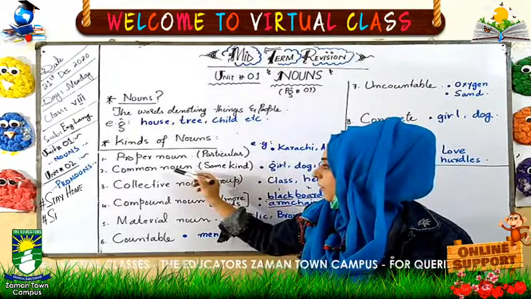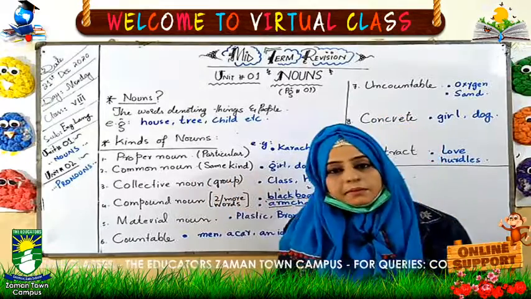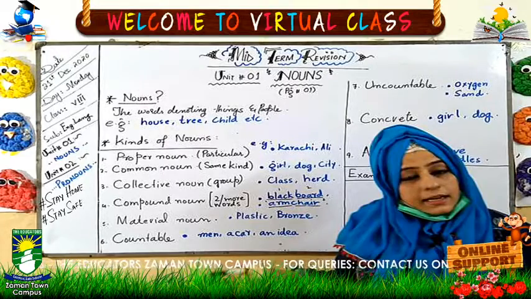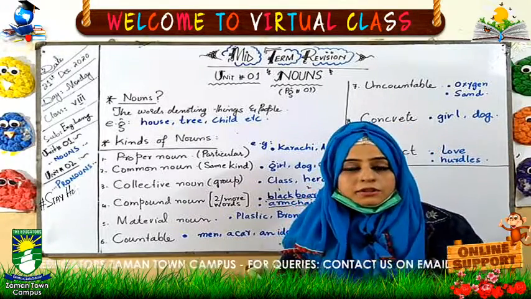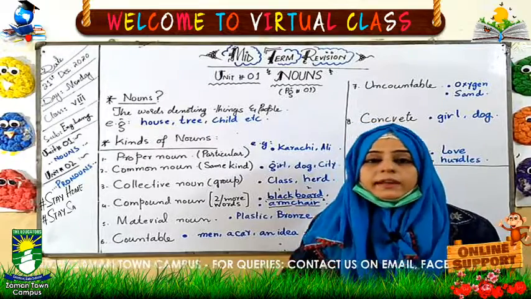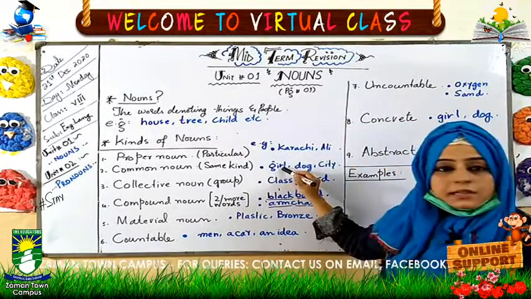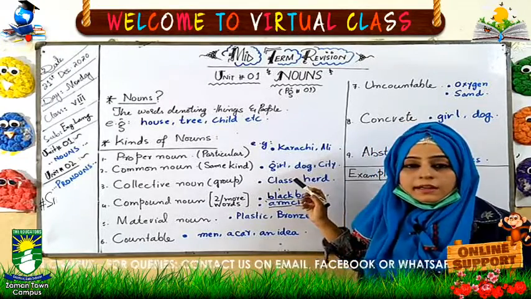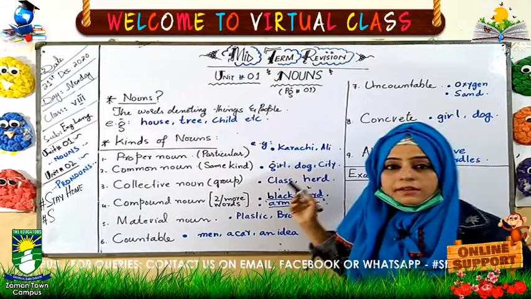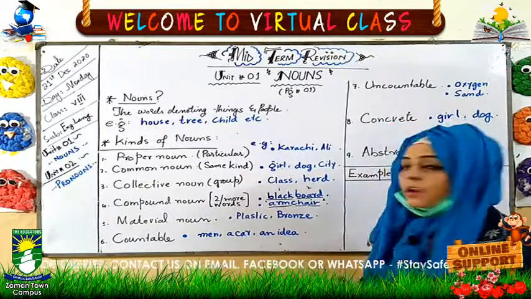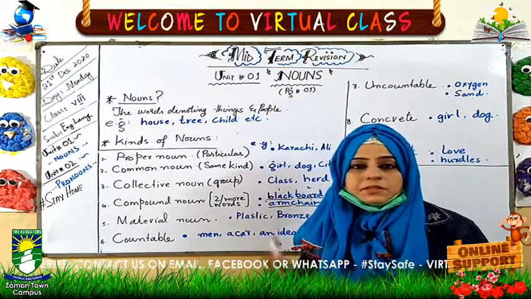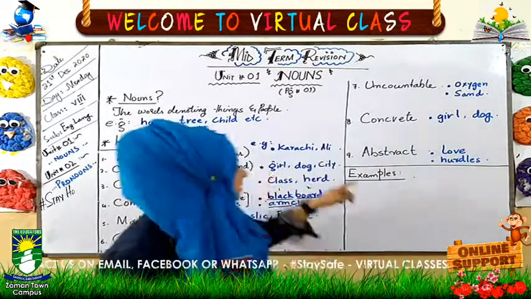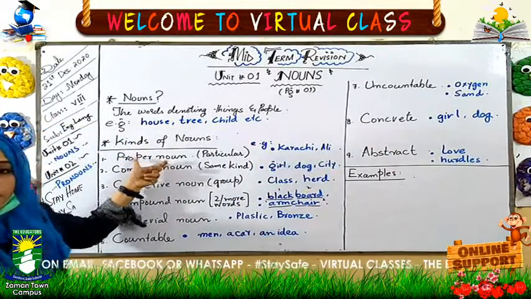Then common nouns, the same kind. General things, general persons, like girl, dog, city. Any girl it can be, any dog, any city it may be. We are not specifying them by a specific class. I am not mentioning the name of any girl, or the breed of the dog like Alsatian or something else. If I would mention the name, it would be proper. So this was about the common and the proper noun.